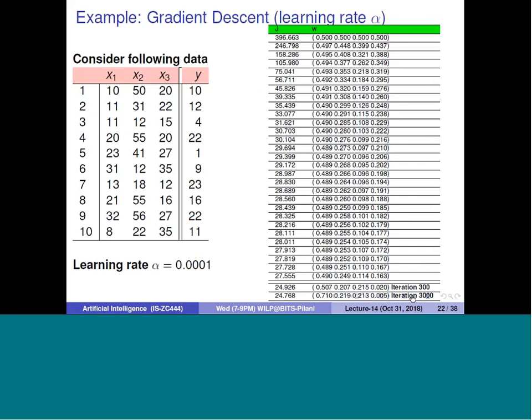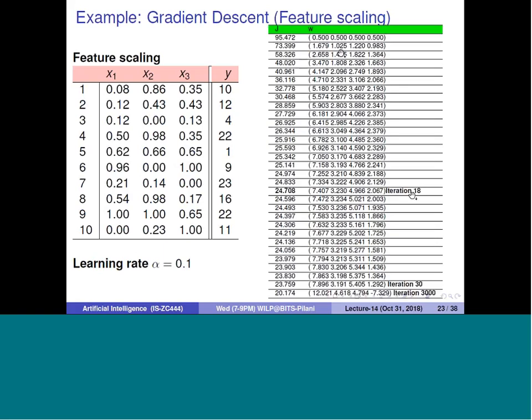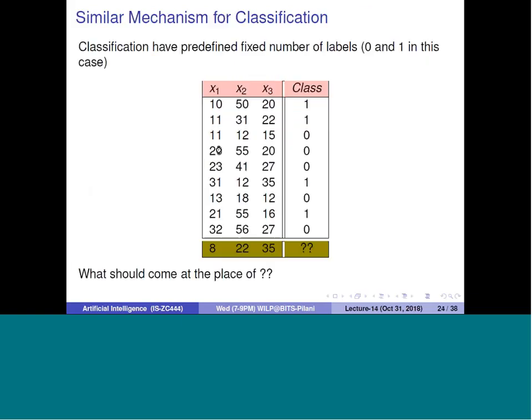Sometimes this number becomes very large. So we want to converge quickly, and if you want to converge quickly, you should do feature scaling, changing all the values into the range of 0 and 1. You see that within 18 iterations it has achieved the same thing that earlier we were able to achieve in 3000 iterations. All right, this is the way to scale.